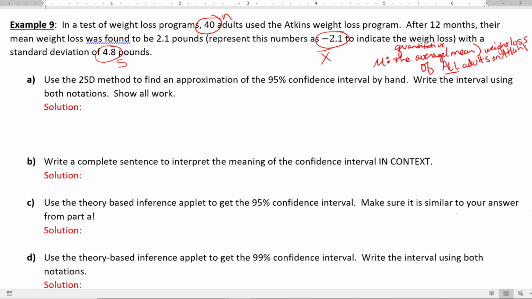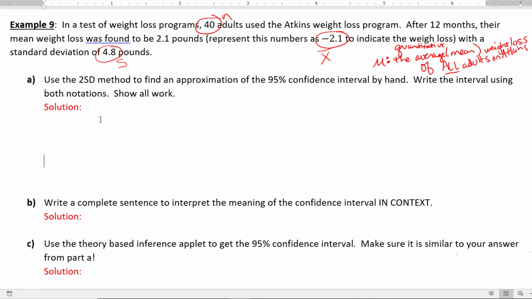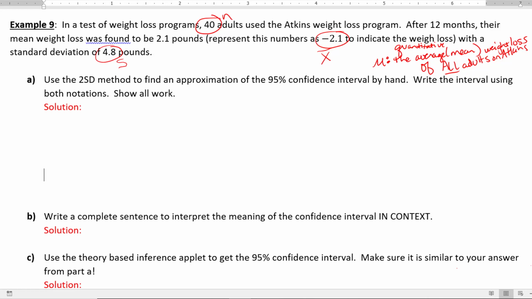Okay, so it asks us in Part A to use the 2SD method to find an approximation of the 95% confidence interval. So recall, to use the 2SD method, we first use the formula to estimate the standard error, the standard deviation of the distribution of sample statistics. So that will be the formula s over square root of n. That will estimate the standard error for us. So s is 4.8 divided by square root of 40.